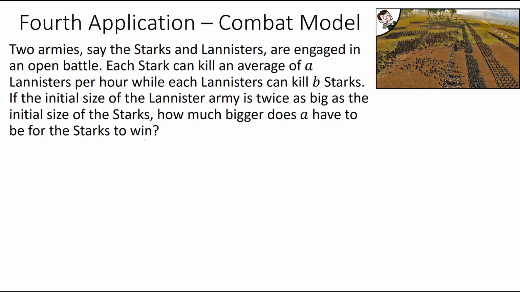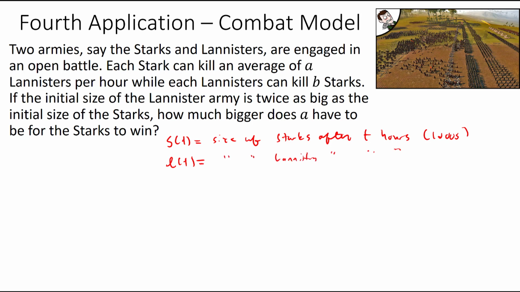To begin, we need to set up a system of two differential equations for our two dynamically evolving quantities in this problem. One of those quantities, S of t, will be the size of the Stark army. The second, L of t, will be the size of the Lannister army. Applying a similar reasoning to that used in deriving our fish population model during class, we can see that the rate of change of S should be proportional to the size of L with a negative coefficient.